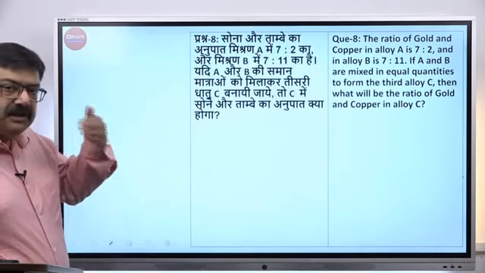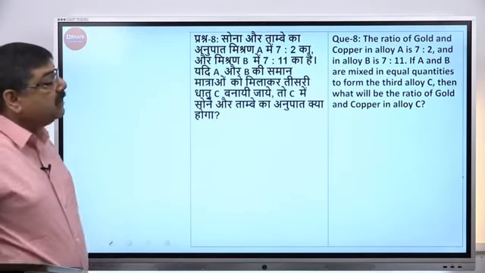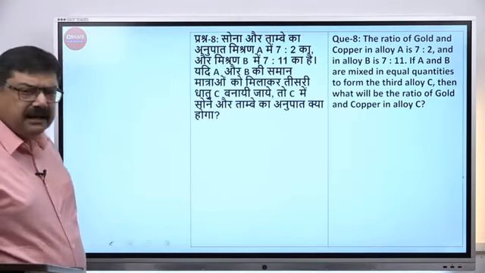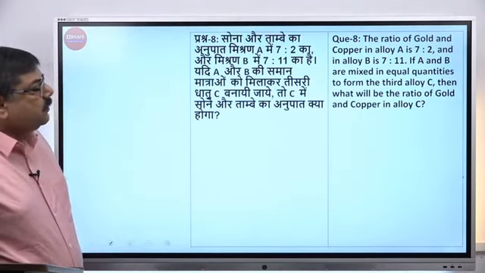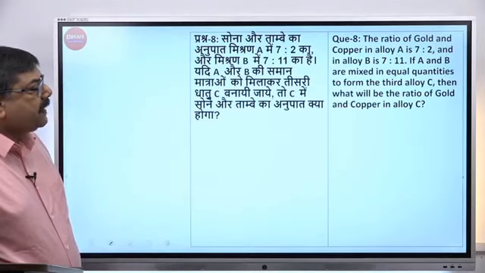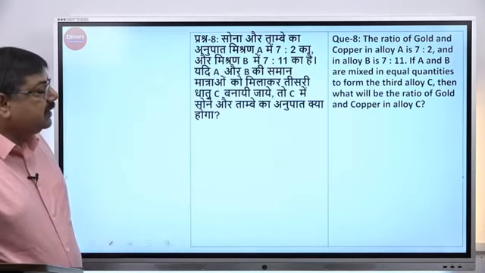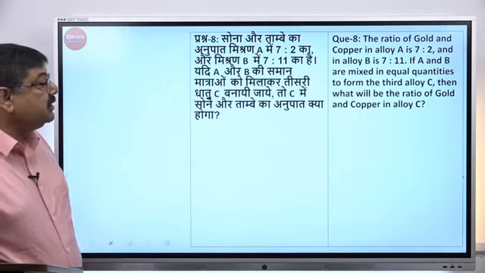Now let's raise the bar. All right. Next question. Raising the difficulty level a little bit. Not much. It's easy. Simple. The ratio of gold and copper in alloy A is 7:2 and in alloy B is 7:11. If A and B are mixed in equal quantities to form the third alloy C, then what will be the ratio of gold and copper in alloy C?